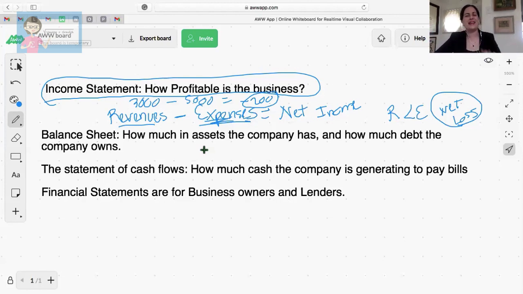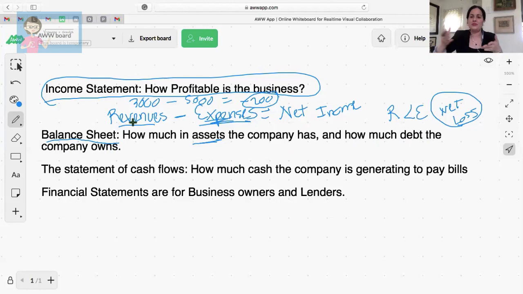So this is when you say, not a problem. Let me show you my balance sheet. Now the balance sheet shows how much in assets the company has and how much debt the company owes. Let's understand what assets are. The difference between assets and revenue is that revenue is the money you're generating by doing a service or selling something. But an asset is something that you own.